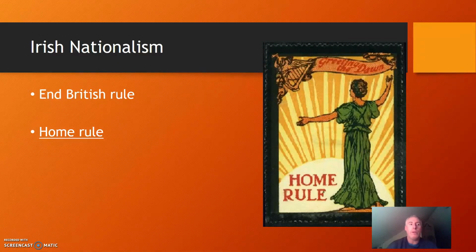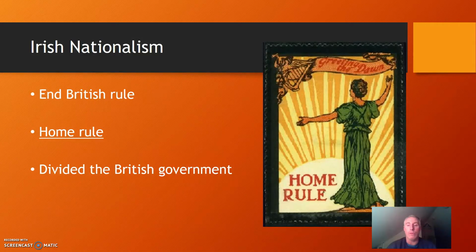The debate over what to do with Ireland divided the British government for decades. The constant debate, as well as dealing with more radical groups in Ireland, was one of the reasons why the British referred to it as the Irish problem. Eventually, Parliament did pass a Home Rule Bill in 1914, but it was put on hold because of World War I, and other events would eventually lead to Irish independence that we'll talk about in a later chapter.